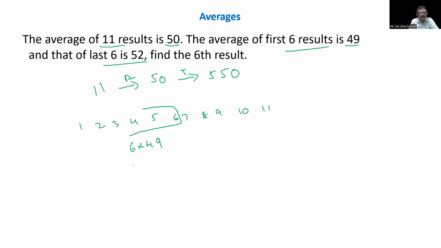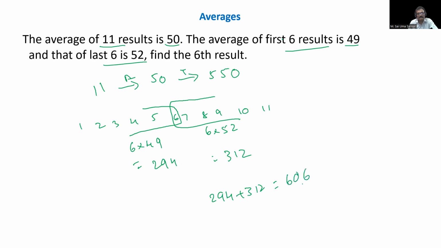6 into 49. How to calculate 6 into 49? What is the nearest value of 49? That is equal to 50. 6 into 50, 300. 300 minus 6, that is equal to 294. Last 6, 52. 6 into 52, so this is equal to 6 into 50, 300, 6 into 2, 12, 312. What is the sum? 294 plus 312. That is equal to 606.